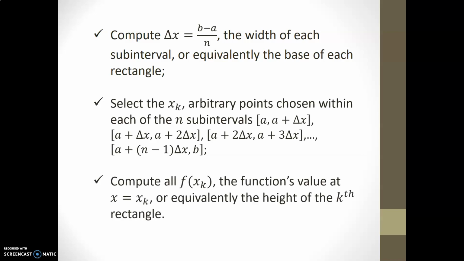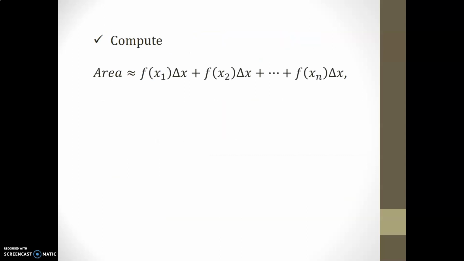Then for each of the xk's that we selected arbitrarily, we had to find the function's value for the corresponding xk. Or equivalently, this meant finding the height of each of the k rectangles. And then we estimated the area by adding the area of each of these n rectangles. F of x1 delta x would be the area of the first rectangle based on a height corresponding to the function's value above x1, and then so forth for the second and eventually to the nth.